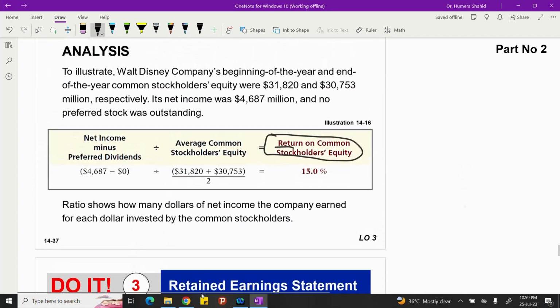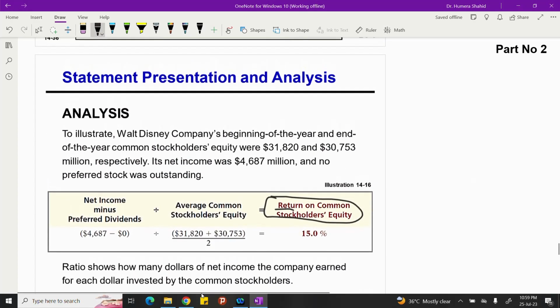So let's start. To illustrate, Walt Disney Company's beginning of the year and end of the year common stockholders' equity were 31,820 at the beginning and 30,753 million at the end, respectively. Respectively means first comes first, so the first figure is for beginning and the second is for ending. Its net income was 4,687 million and no preferred stocks were outstanding.